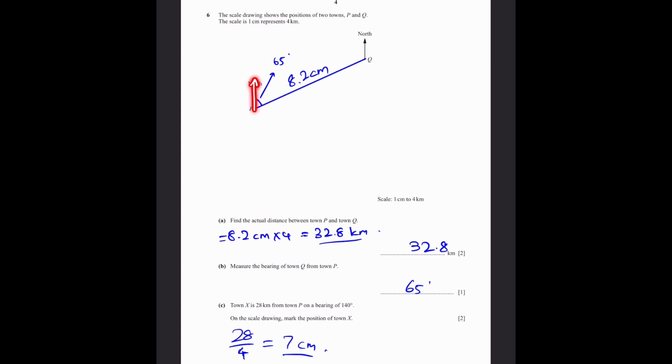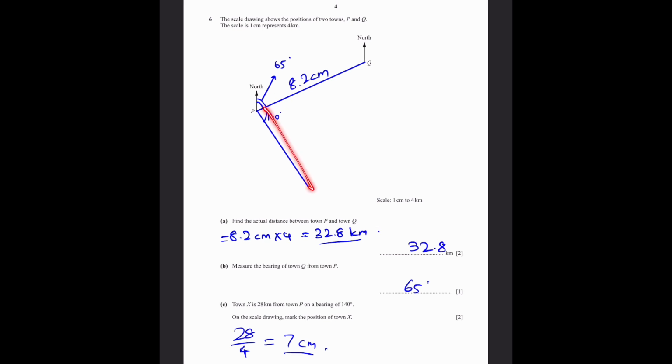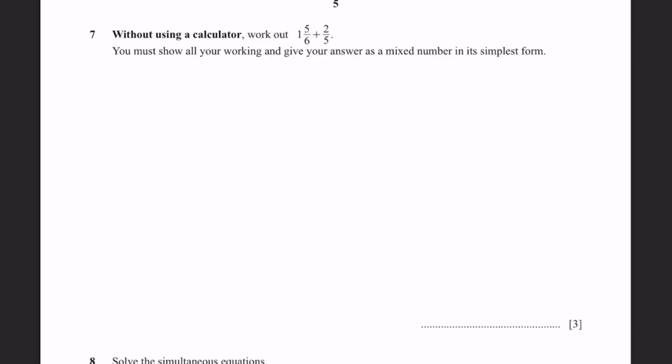So we take the north line, 140 degrees like that. We have to measure using a protractor, and then draw a line 7 centimeters in that direction, which is 140 degrees. This is 140 degrees. And if this length is 7 centimeters, that means this point over here is town X. That's the answer.